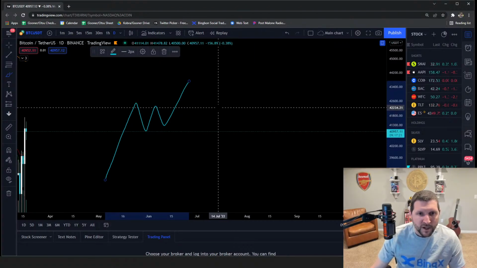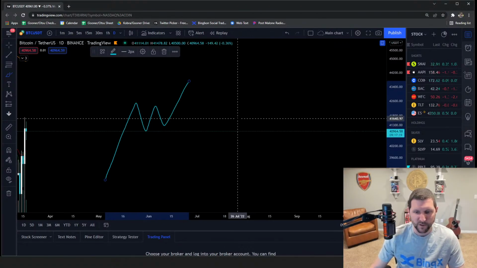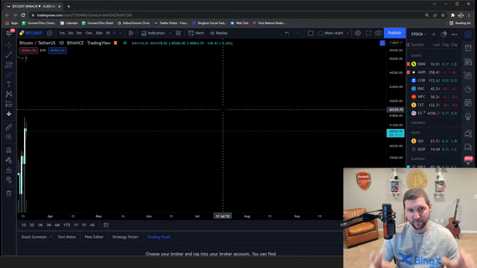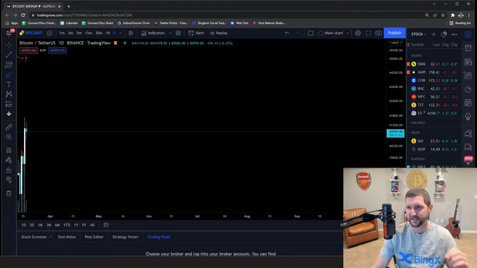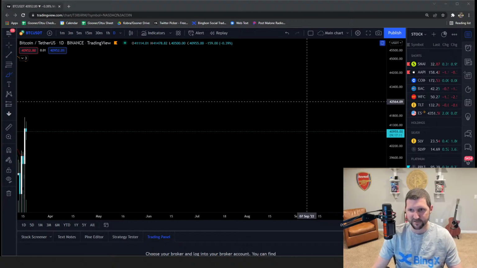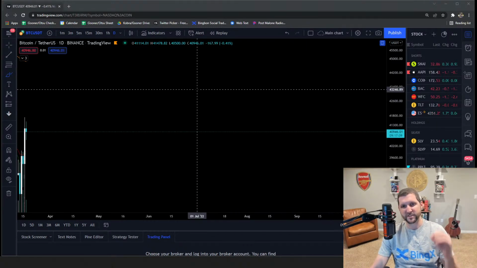Okay, so you get that continuation. All right, so this is a reversal pattern. That's the first thing you need to understand about head and shoulders patterns: they are reversals, okay? I can't say that enough times. It's always important to understand whether it's a reversal pattern or a continuation pattern.